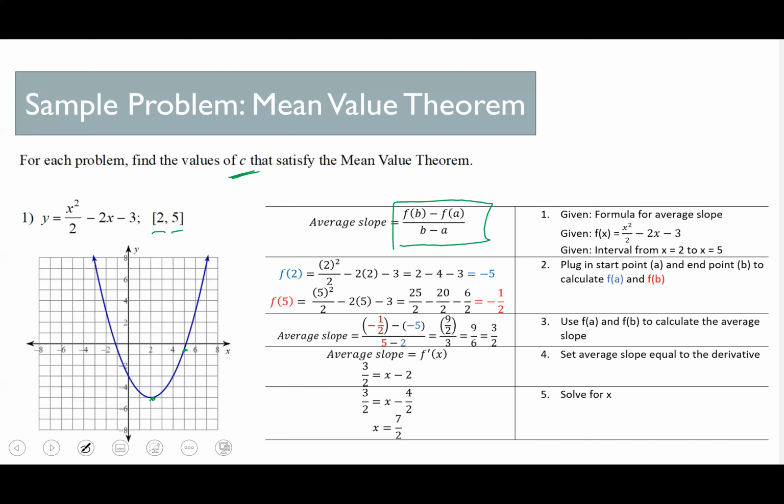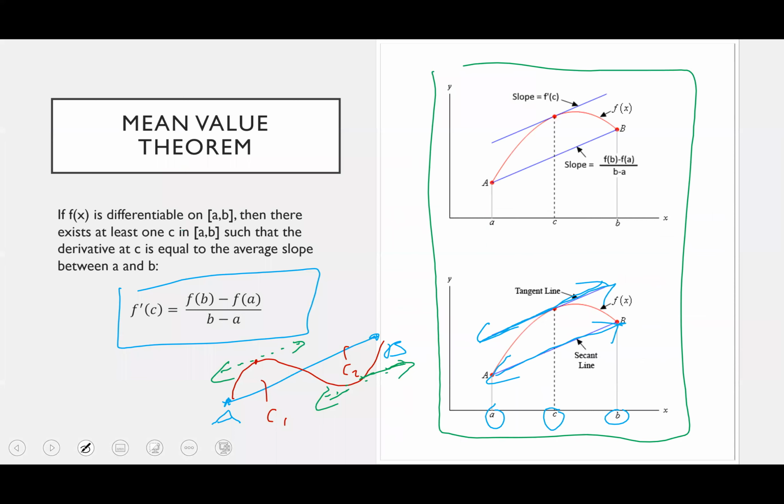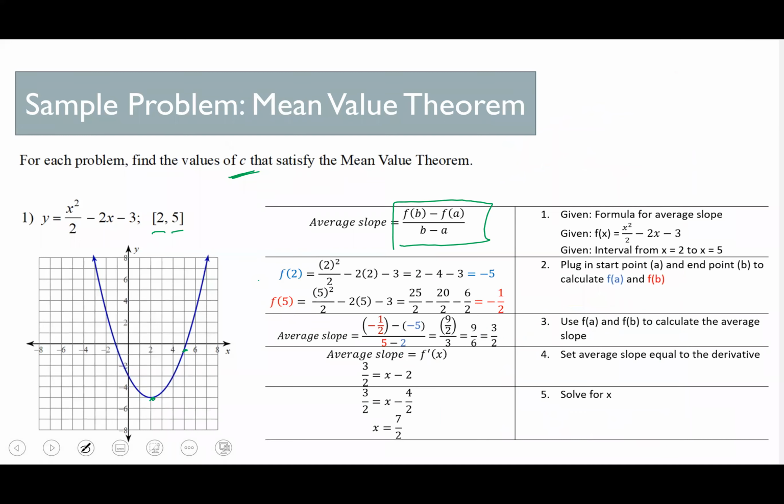Okay, so according to the mean value theorem, this average slope should be equal to our derivative. I'm going to go back. Here's our formula. Our derivative has to be equal to our average slope, f of b minus f of a over b minus a. We've got this part already, and it was 3 over 2. So I'm going to set 3 over 2 equal to the derivative of my original function. If I take the derivative, I'll get 2 times x over 2 to the first power, which is x, minus 2 minus 0, or x minus 2.